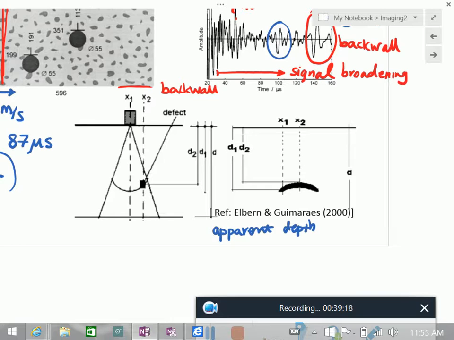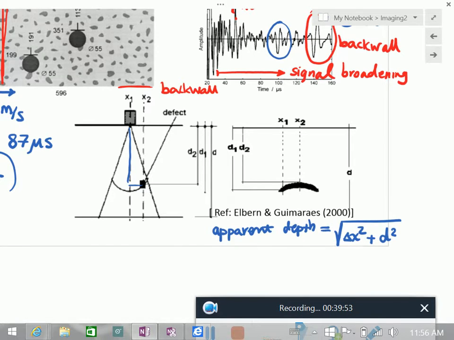If I only have this one trace at x1, correct? Yes. You don't know. Make sense? And this is basically, from what you see here, the square root of delta x squared, that's the lateral distance to the real location, plus d squared, that's the real location of the object. That's what you see, this hyperbola.